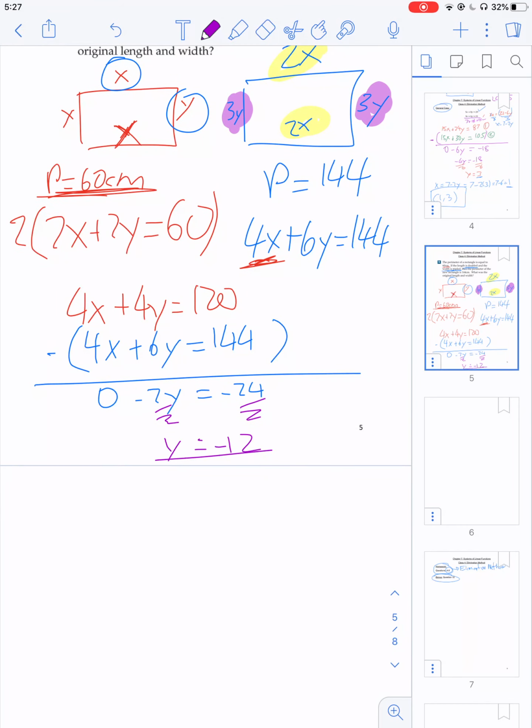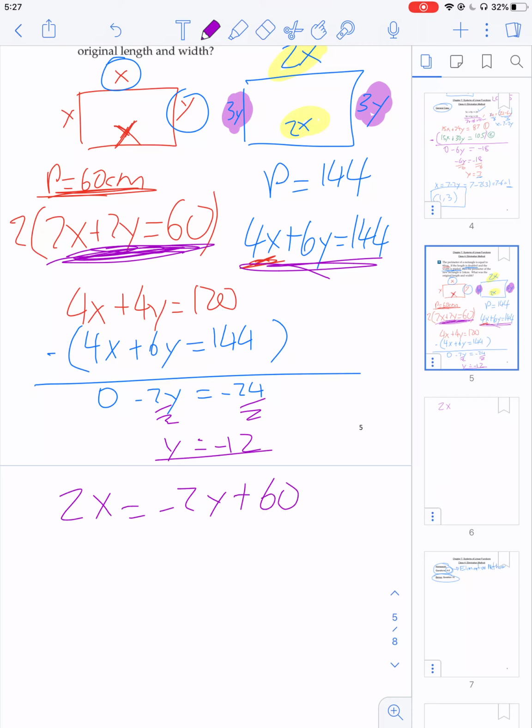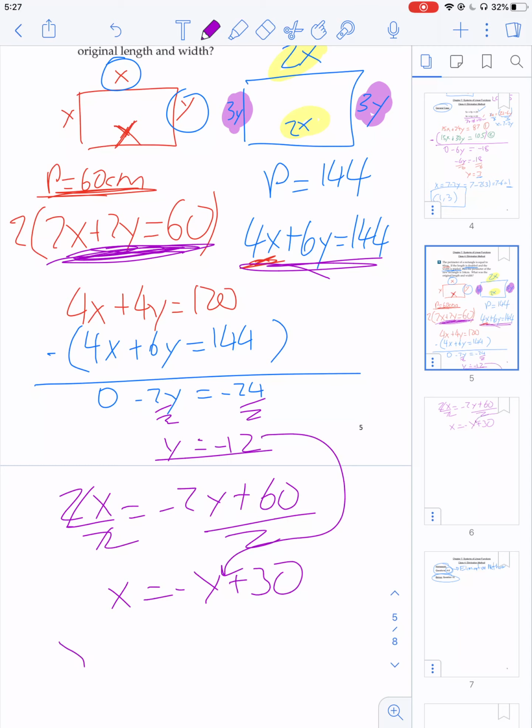Now solve for x, either in this equation or that one. It doesn't really matter. I'm going to use this one because I think it's slightly easier. If I solve for x, I get 2x equals minus 2y plus 60, and then just divide by 2. So x equals minus y plus 30. Then I'm going to plug the y value in here. So x equals minus, remember y is minus 12, so minus 12 plus 30.